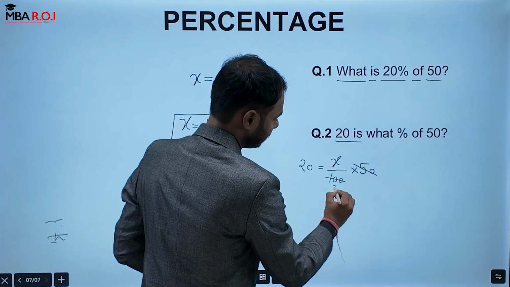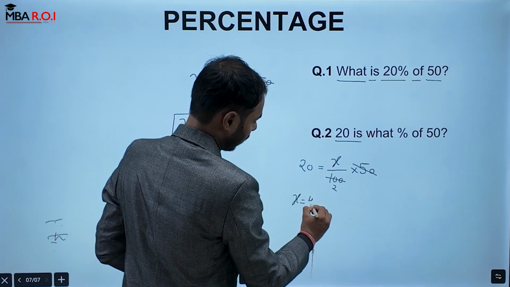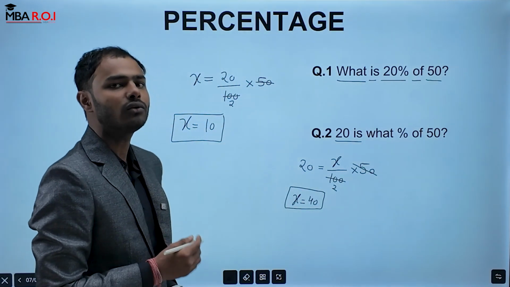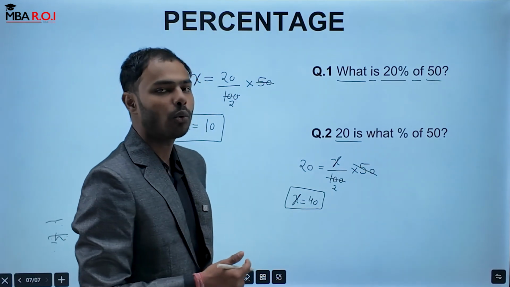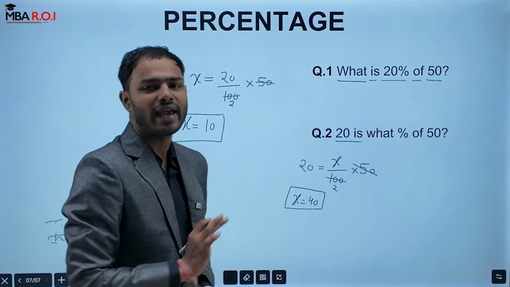50 will be cancelled by 2 and then the x value will be equal to 40. So from this we get the value of x as 40. So now the answer will be 20 is what percent of 50? So we can say 20 is 40% of 50. So in this way we can solve any question.